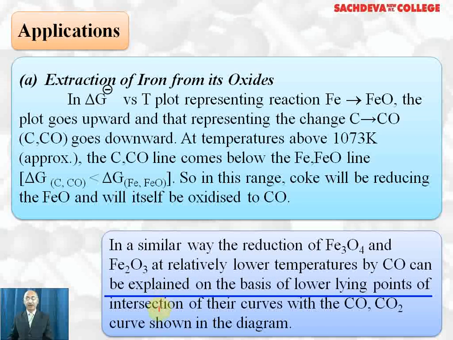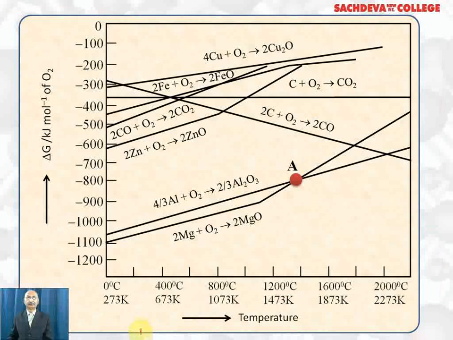of lower lying points of the intersection of their curves with the carbon monoxide and carbon dioxide curve as shown in the diagram. This is the diagram where we have plotted delta G versus temperature, and various plots are given where metal oxides are being formed and carbon is reacting with oxygen to form carbon monoxide, and where carbon is reacting with oxygen to form carbon dioxide. Their point of intersection will decide the temperature at which carbon monoxide is a suitable reducing agent.